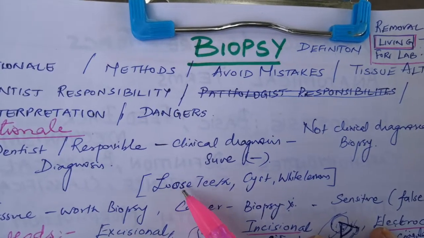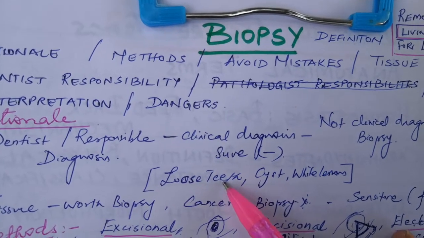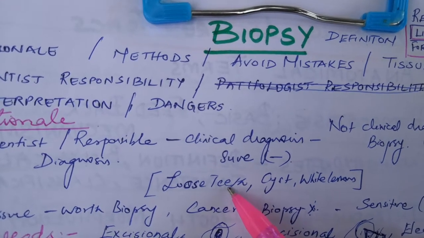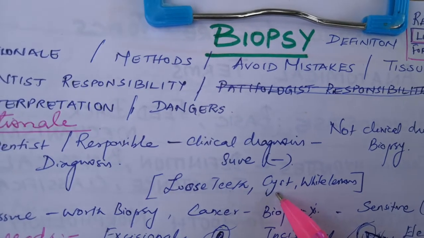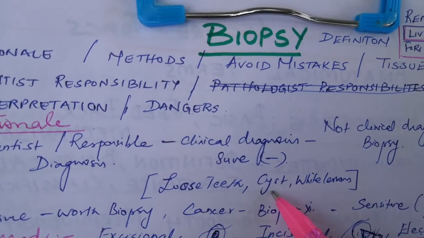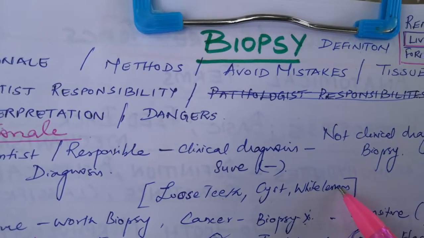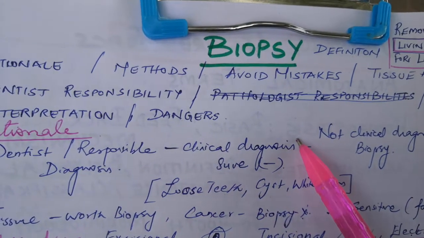So for example, in some cases like severe periodontitis, it looks like severe periodontitis with grade 3 mobility, but it may be a case of malignancy under the alveolar socket. And also it may be a cyst, like a dentigerous cyst. Sometimes it may be an odontogenic tumor. A white lesion may be a pre-malignant or malignant lesion. So do not make mistakes in doing a diagnosis.